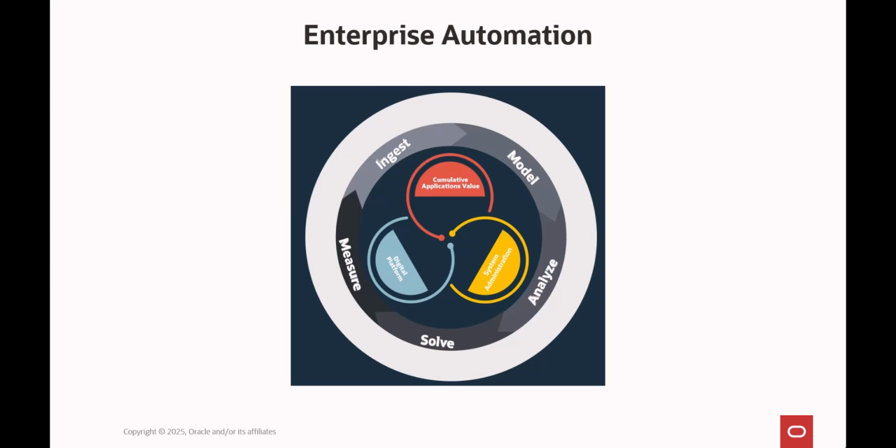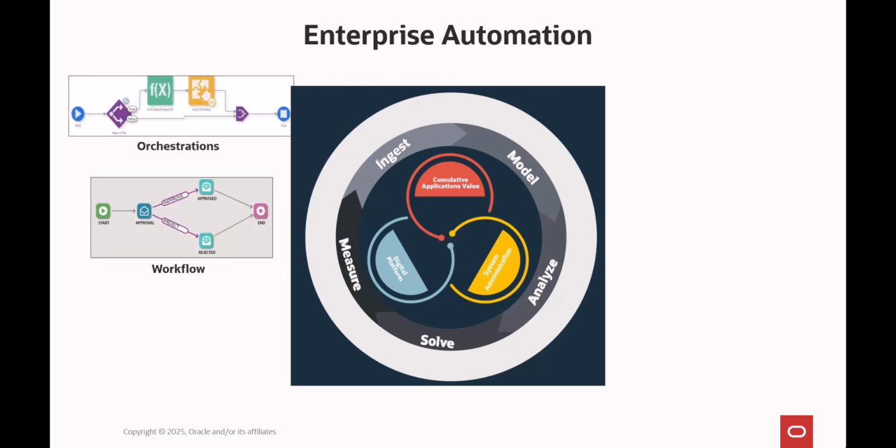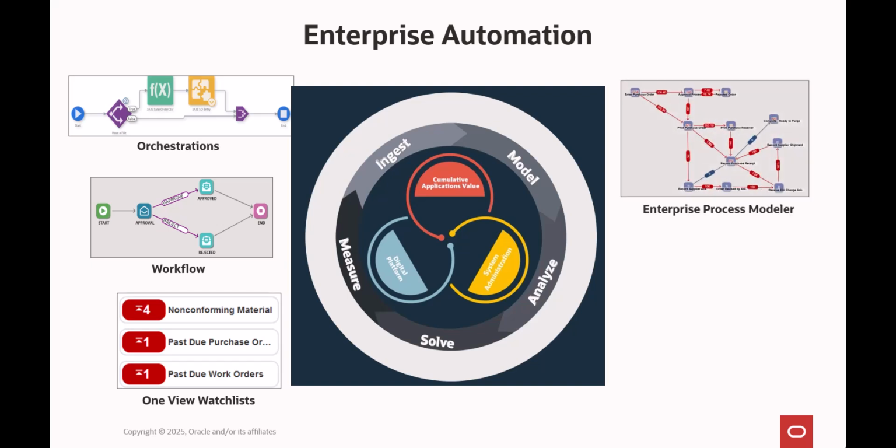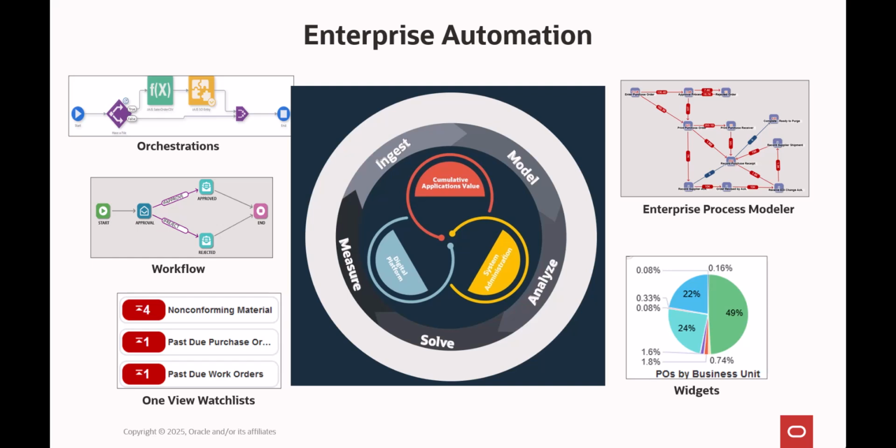The EnterpriseOne product features that comprise the enterprise automation framework include some that have been around for a while: Orchestrator, Workflow, View Watchlists, UX1 Analytics, EnterpriseOne Pages, as well as some recent innovations such as Enterprise Process Modeler and Widgets. These features can be used with the aim of getting better data into the EnterpriseOne system and getting better insights out of it, specifically to see metrics and key performance indicators, KPIs, about the business processes right within the context of a business process model.